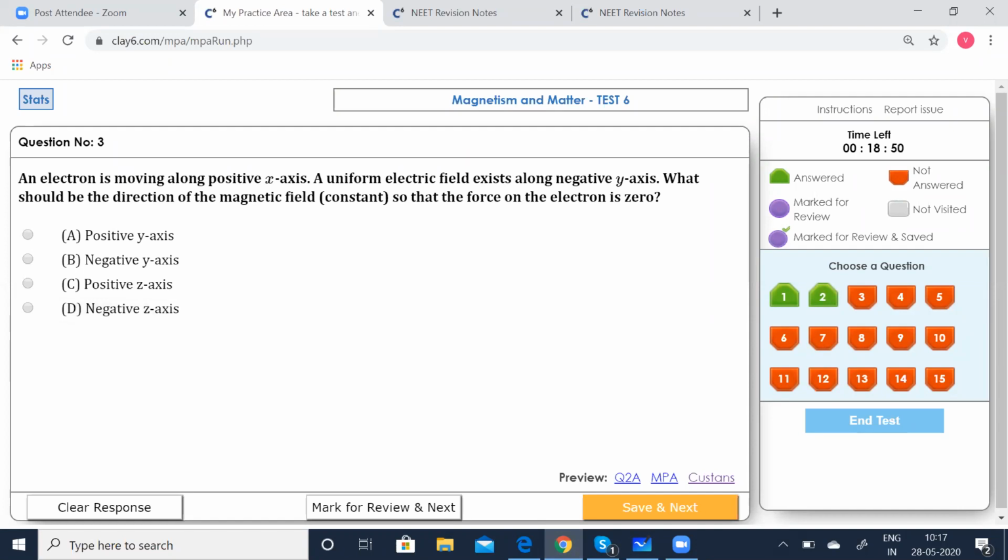An electron is moving along positive x-axis. A uniform electric field exists along negative y-axis. What should be the direction of the magnetic field, which is a constant, so that the force on the electron is 0? So what should be the magnetic field so that the force on the electron is 0? All right.